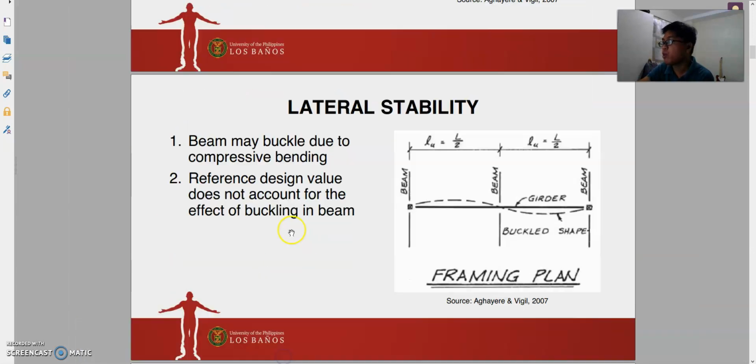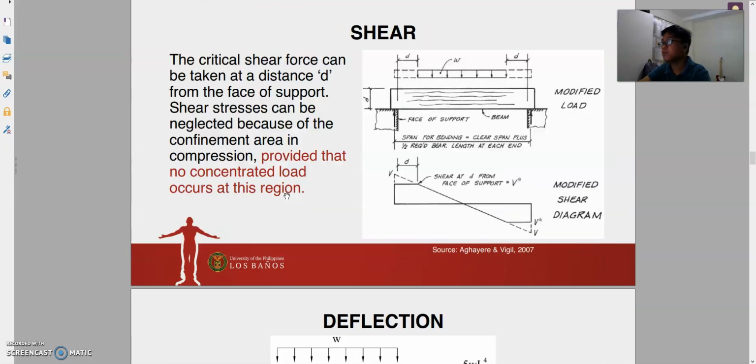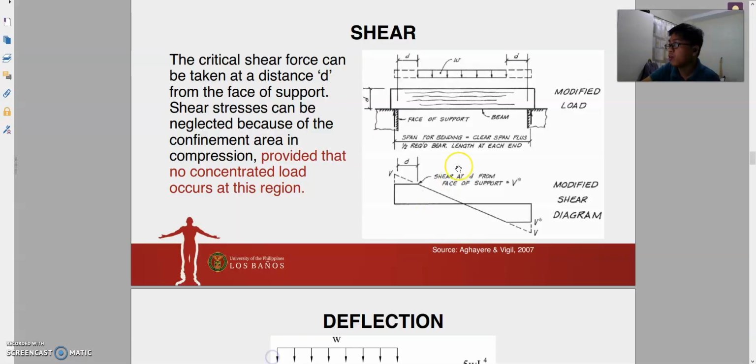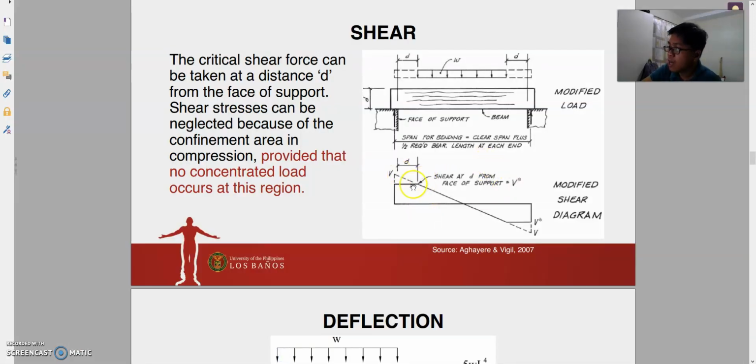But as you can remember from our discussion in shear, we said that we can use the shear force at a distance. But at this point, I just obtained the shear force from where? From the support. So how can that be justified? Well, if it is adequate for the shear force at the support, then of course, it is also adequate at the distance, right?